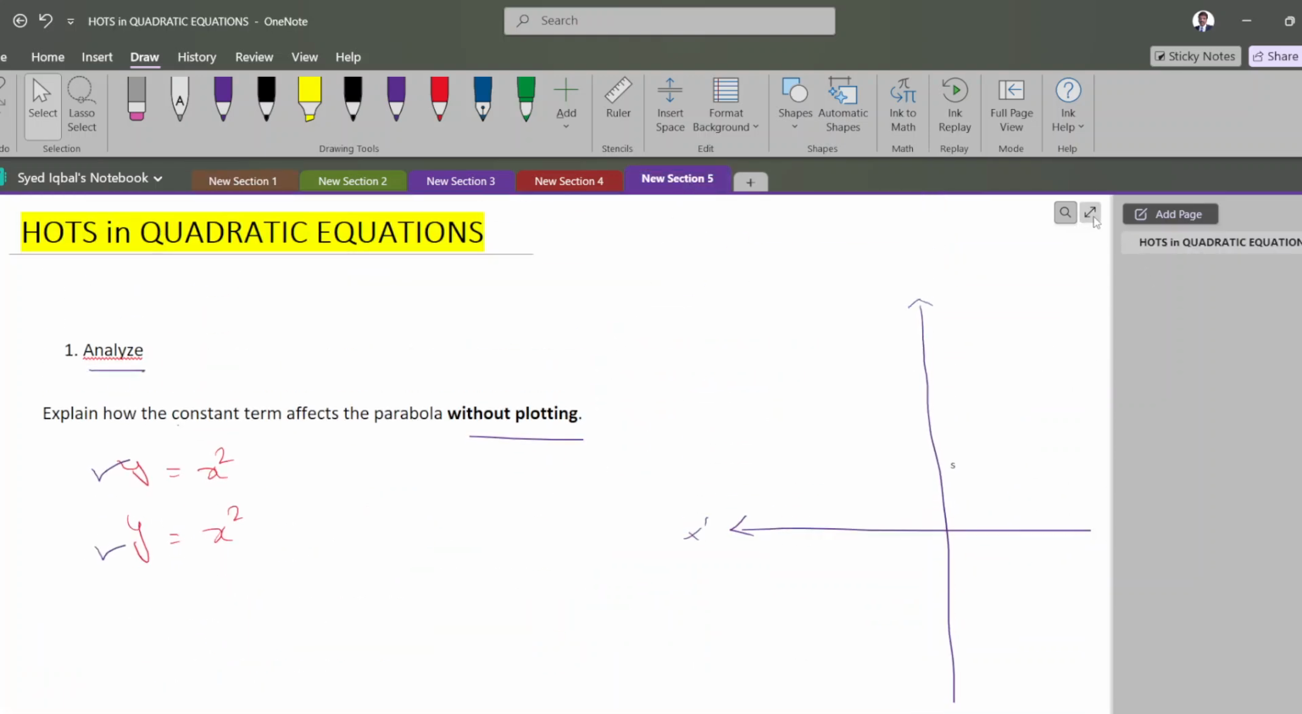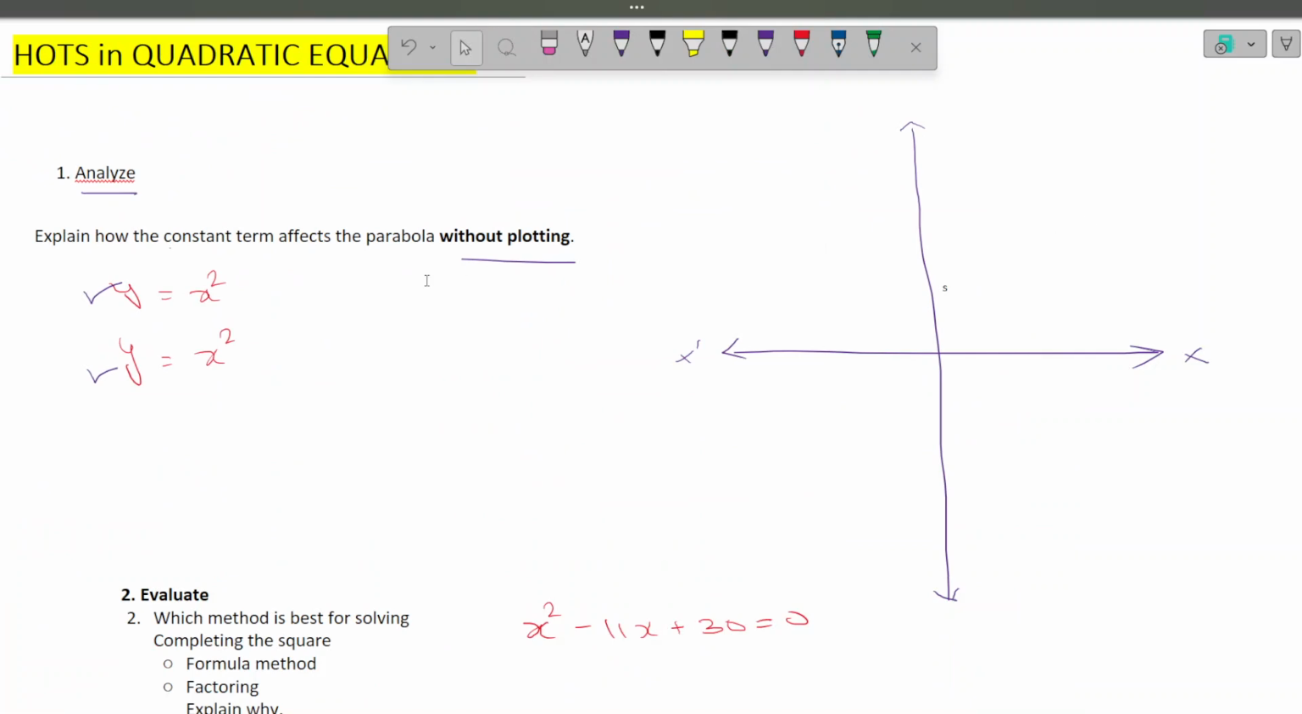So see here, higher order thinking in quadratic equations. First, analyze. Suppose y equals x squared minus 3 plus 3 are the parabolas. Without plotting, we have to find the effect of the constant term here. Suppose the regular parabola will be like this. This is the parabola, this is y equals x squared.